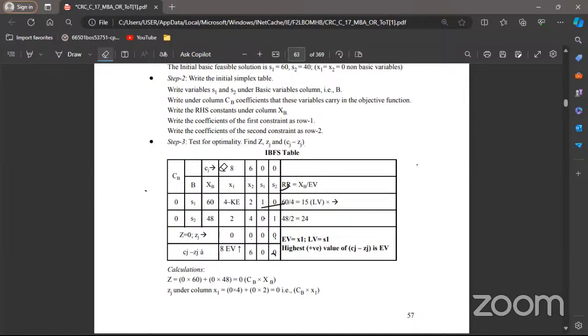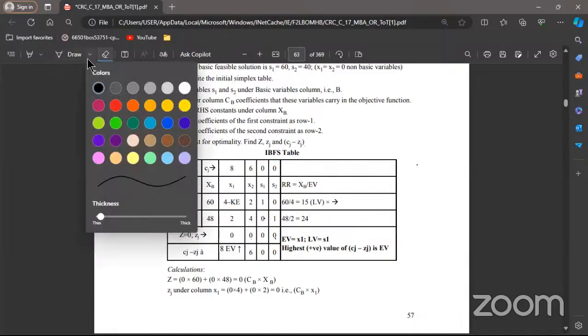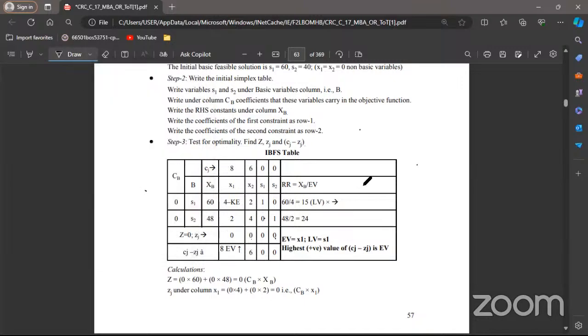Then what is the objective function? Is it maximization or minimization? Maximization. In case of maximization problem, our entering variable, I'll come again. If the objective is maximize, then entering variable EV will be the maximum Cj minus Zj. Which is the maximum value? 8. So, are you seeing the entering value here? Yes, madam. So, if the objective is maximization, entering value will be the maximum positive value.